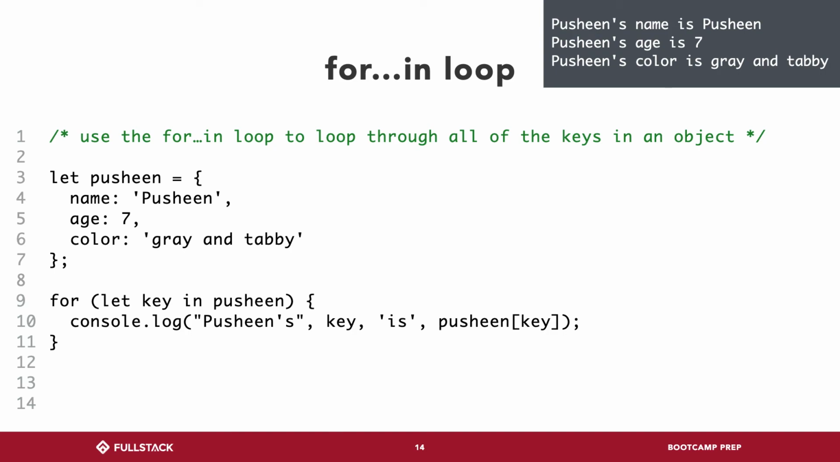There's nothing new about the structure of for-in loops. It's still a for keyword, parentheses and curly braces, but there's no more colons or semicolons. There's only let key in Pusheen. Let variable in object, okay? There's no telling it when to stop, it just goes through everything. Yeah.